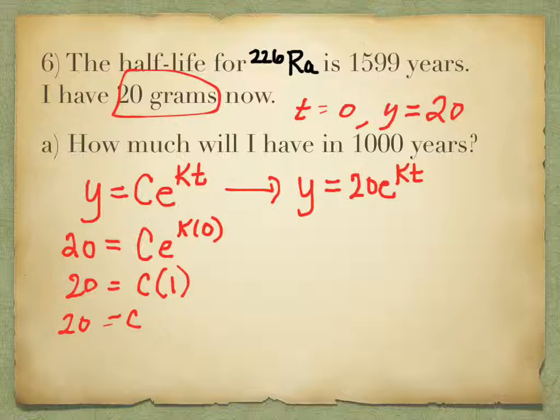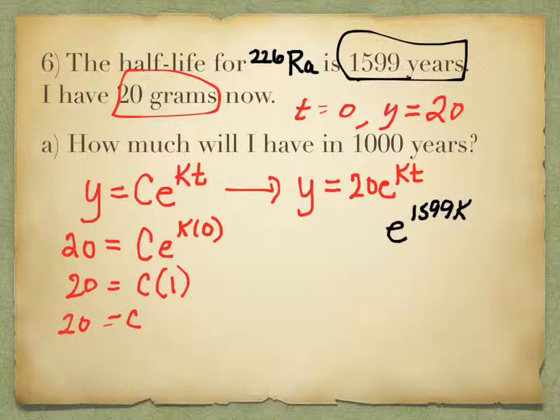What information have I not used? The 1599. And the 1599 is the information about the half-life, right? So let's use that next. We've got a half-life that's 1599 years. How can I use that to find k? Yeah, so if I let t be 1599, I don't know what k is, but let me put it after the 1599. 20 I already know. What will y be? It's 10, because that's half the amount. When it's been 1,599 years, and I started out with 20 grams, I will now have 10 grams left.